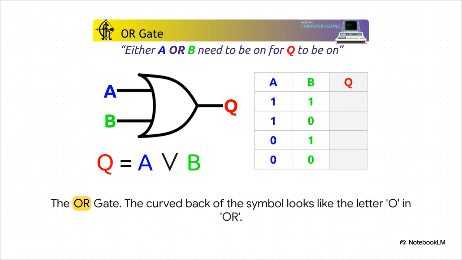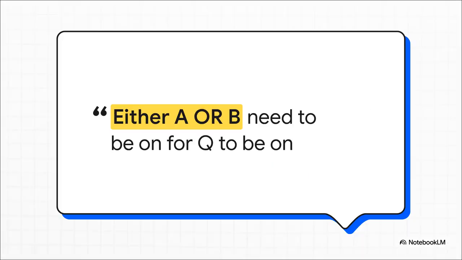Next up is the OR gate, and this one is a lot more chilled out. And hey, another little memory trick for you. The back of it is curved, kind of like it's helping to make the letter O in OR. So unlike our strict friend, the AND gate, the OR gate is happy as long as at least one of its inputs is a 1.